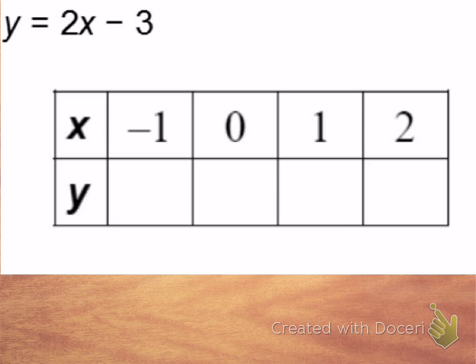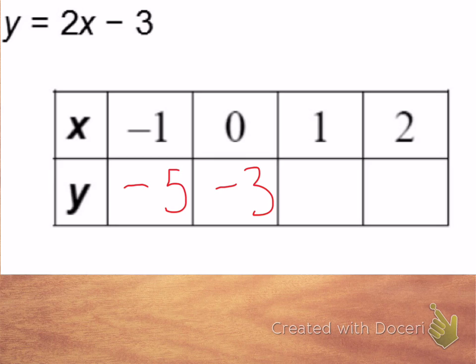Okay, here's a table already set up. So y equals 2x minus 3. So we can just plug in in order to solve for our outputs, which are our y values. So 2 times -1 is -2. -2 minus 3 is -5. 2 times 0 is 0. 0 minus 3 is -3.